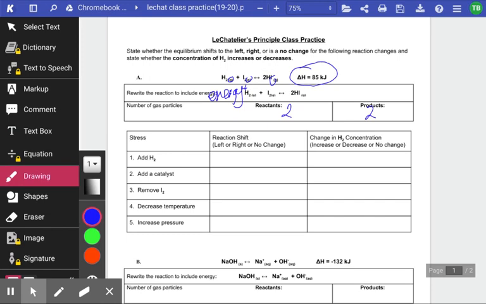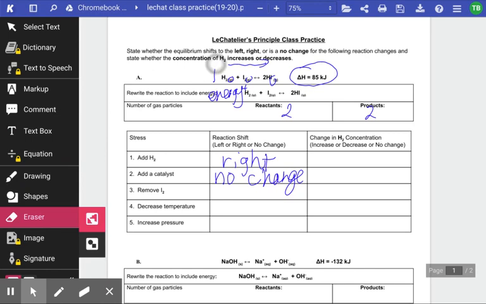Okay. First thing we see here is adding hydrogen. When you increase either concentration or temperature, the reaction is going to shift in the opposite direction. So if I increase hydrogen here, the reaction is going to go in the opposite direction. It's going to shift to the right. When we add a catalyst, it speeds up both the forward and the reverse reactions. So they go both directions, and the reaction then does not shift at all. It just speeds up both reactions. So this is going to be a no change.